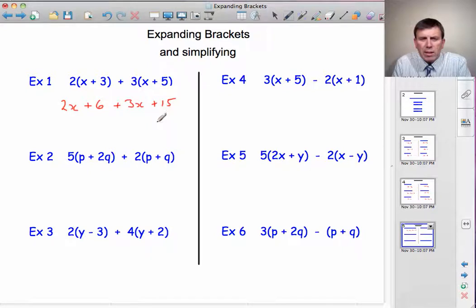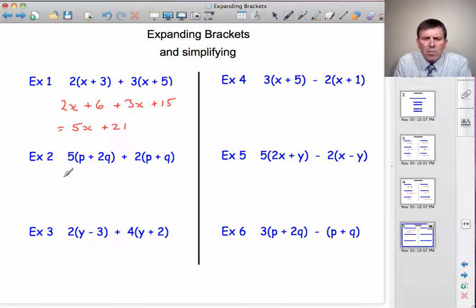Now we collect together like terms. We can collect the x's, we can collect the numbers. So I've got 2x plus 3x is equal to 5x. Plus 6 plus 15 is plus 21. So we've expanded the brackets and we've simplified the expression that we got.